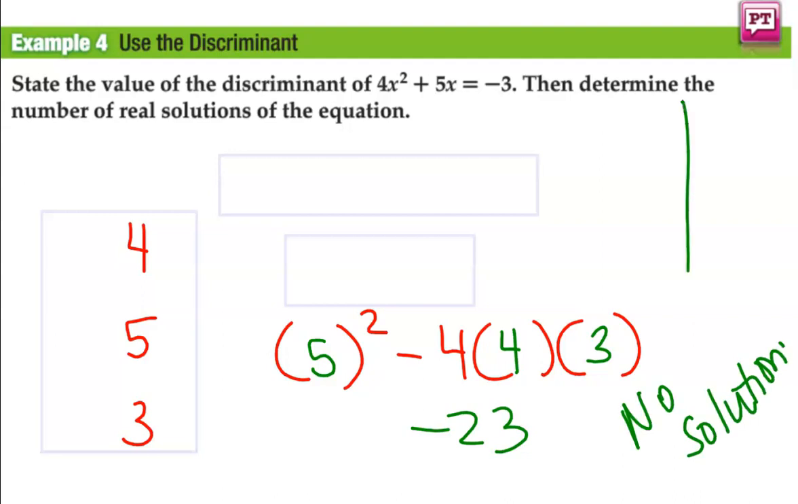You still have a parabola, right? It just doesn't intersect the x-axis. That's what that means. It has no roots, it has no zeros, it has no x-intercepts, it has no solutions.